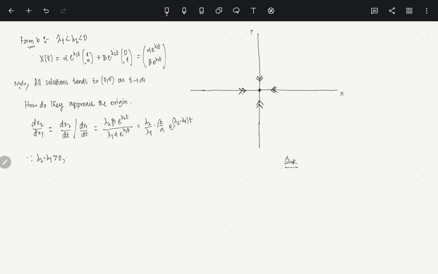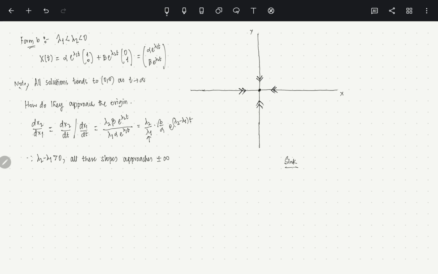Lambda 2 minus lambda 1 is positive. Since this is positive, all these slopes approach plus minus infinity. Why plus minus infinity? Because it also depends on the sign of alpha beta. That will also change. This particular term, lambda 2 by lambda 1, is always going to be positive. Lambda 1 and lambda 2 are both negative, so that sign is always going to be positive. Now, depending on whether beta and alpha are positive or negative, it can have any sign.